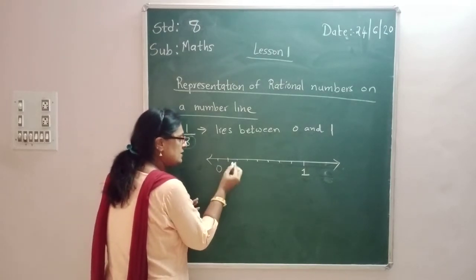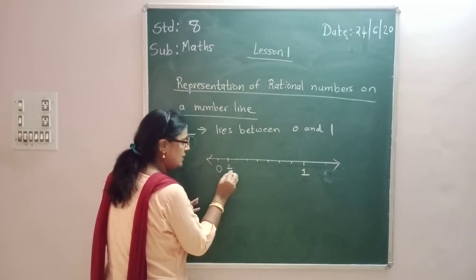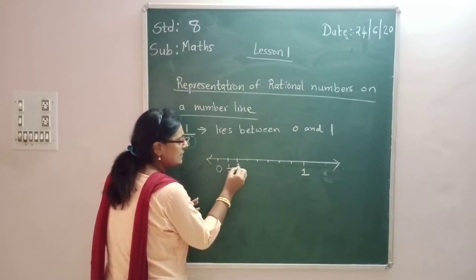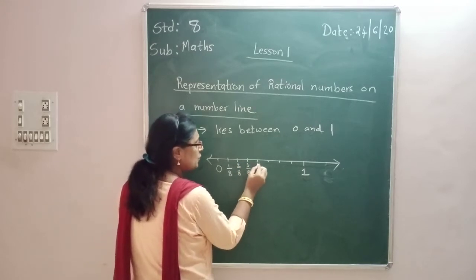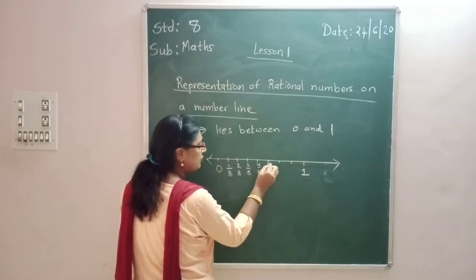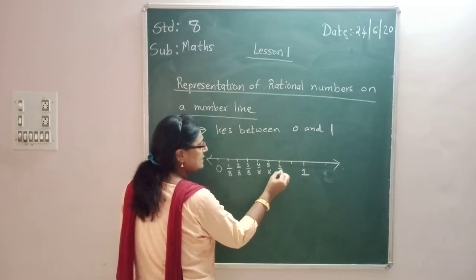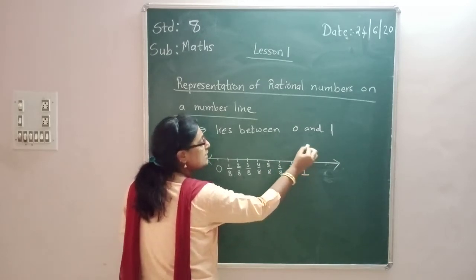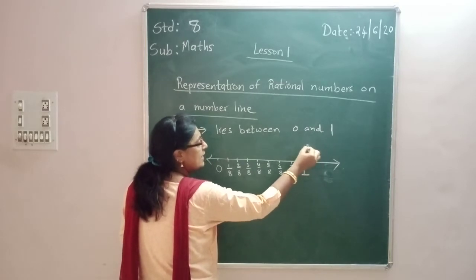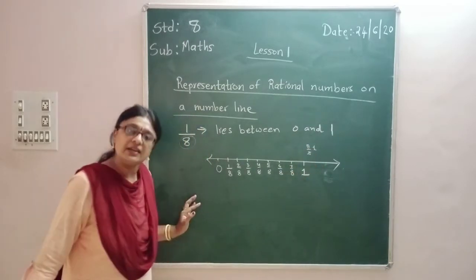Now this first part is 1 upon 8. The second part is 2 upon 8, 3 upon 8, 4 upon 8, 5 upon 8, 6 upon 8, 7 upon 8. And this is 8 upon 8. So 8 upon 8 is 1, which we have written here.